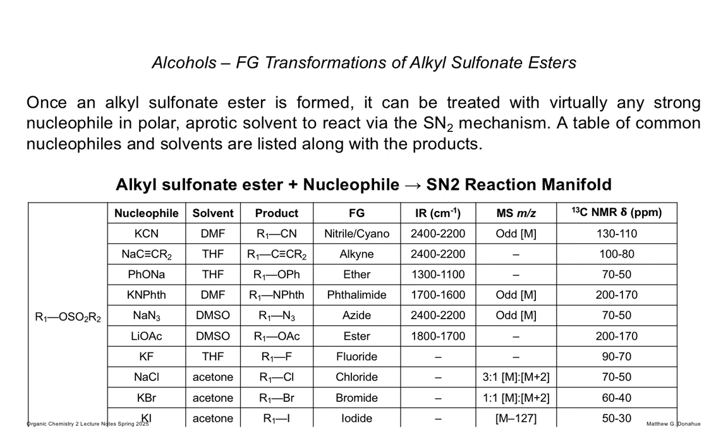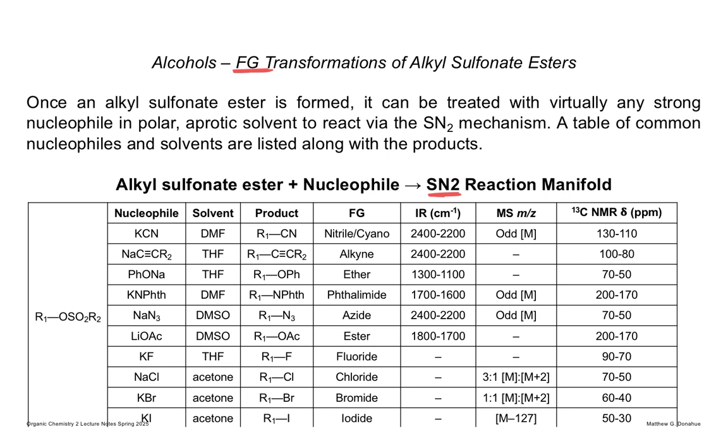So this is the sum total of your organic 1 and 2 knowledge right here. So you know now how to make alcohols. We can transform the OH into a good leaving group. And then this is just the summary of all the SN2 stuff that we learned from organic 1. So there's the FGT, functional group transformations.